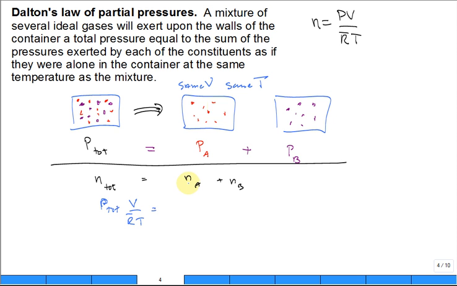And then over here, A behaves as an ideal gas, the same volume, same temperature. So you have the pressure exhibited by A times V over R bar T plus the pressure of B, V over R bar T. Each of these equations have the same V over R bar T, so they cancel. And we're left with just saying something. This is a truthful statement. And it follows then that if all of them behave as ideal gases, then the total pressure is equal to the sum of the partial pressures of the gases.